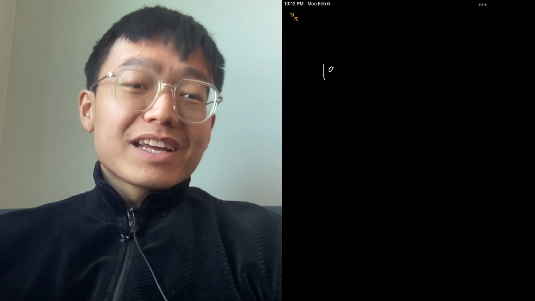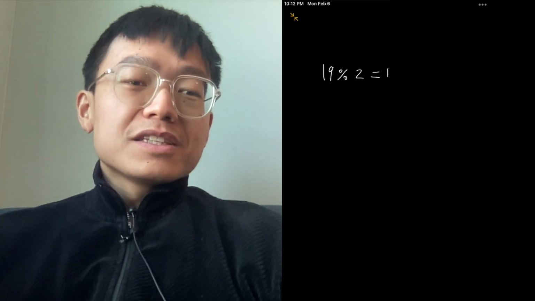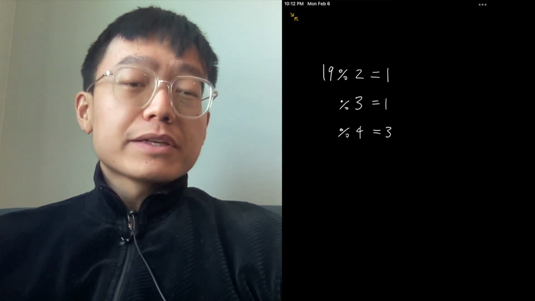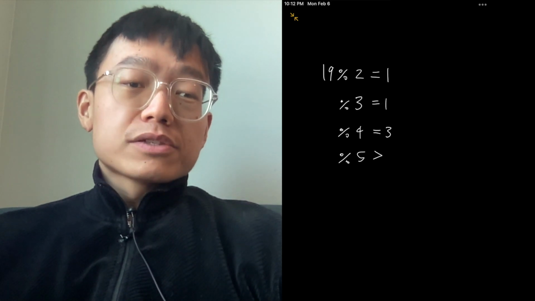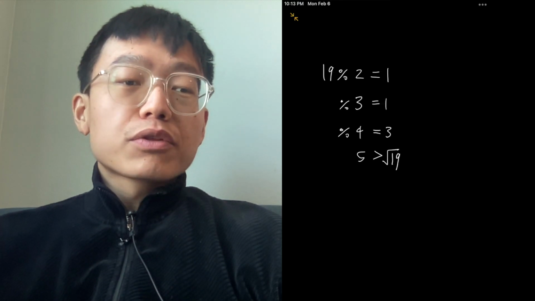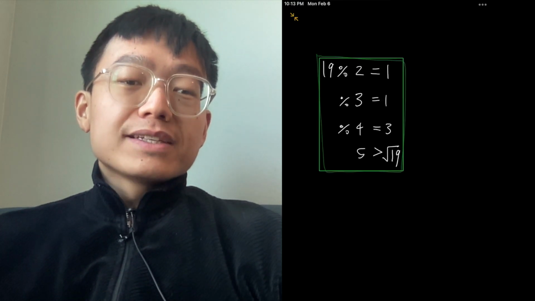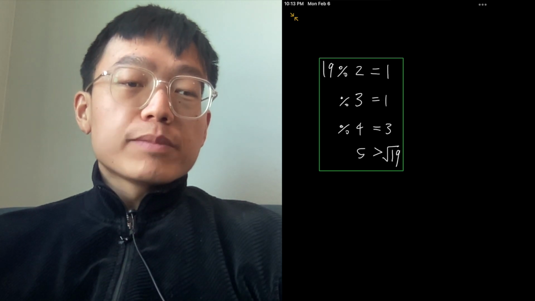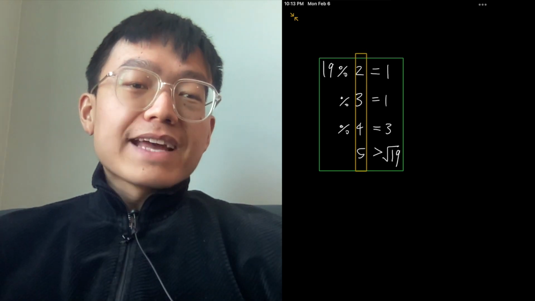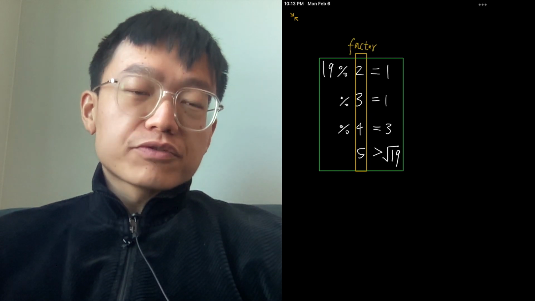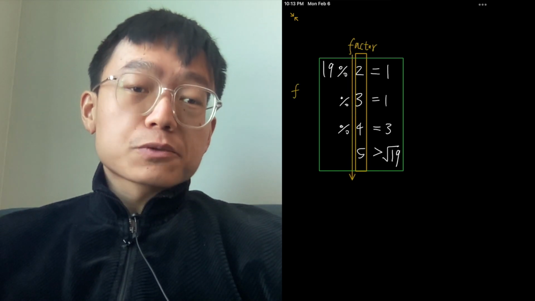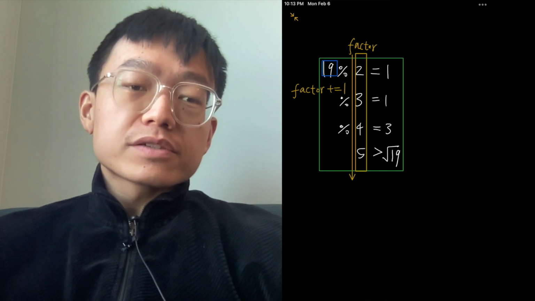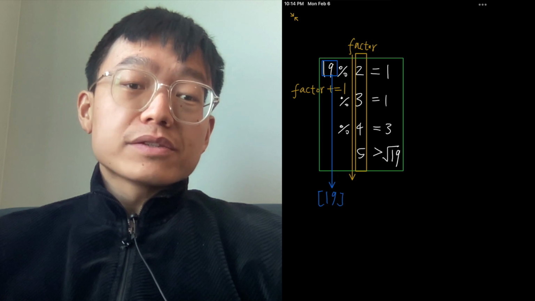Let's consider the input when num is 19. In the first iteration, the factor is 2, but 19 modulus 2 is not equal to 0, so the factor will be incremented to 3. In the next iteration, 19 modulus 3 is not equal to 0, so we increment the factor to 4. In the next iteration, we increment the factor to 5, but 5 is greater than the square root of 19, so we terminate the while loop, and the prime factors of 19 is only one element, which is 19 itself.